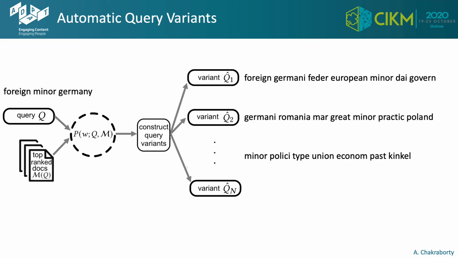This way we construct query variants. Here are some examples of automatically constructed query variants, stemmed words, for a sample query, foreign minorities Germany. The equivalence class of a query generated by this stochastic random walk is likely to constitute a fair mixture of both specializations and generalizations of the original query.